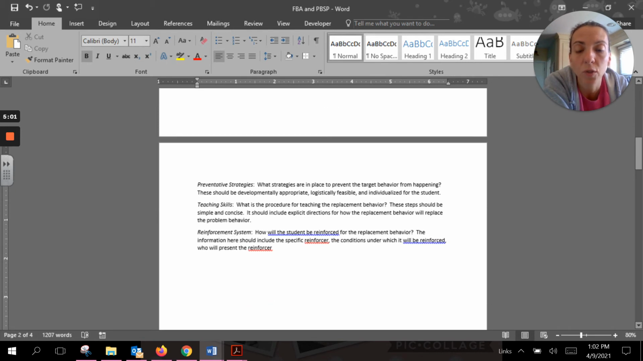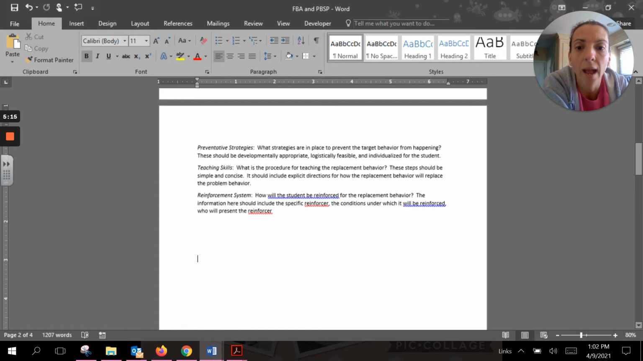Preventative strategies. So what strategies are in place to prevent this behavior? Or what strategies are you going to adopt to prevent this behavior? The teaching skills, so the specific explicit instruction to teach the replacement behavior, and then the reinforcement system. So what is the reinforcement? How is it going to be reinforced? When? And then the actual schedule of reinforcement.